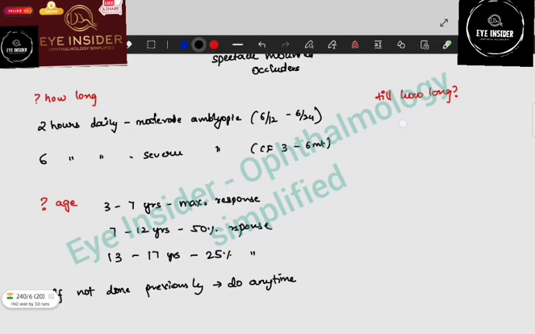So till how long should we give this occlusion therapy? Initially we give it for a 12 weeks period, then again we have to recheck, and if there is any residual amblyopia present, we have to repeat.